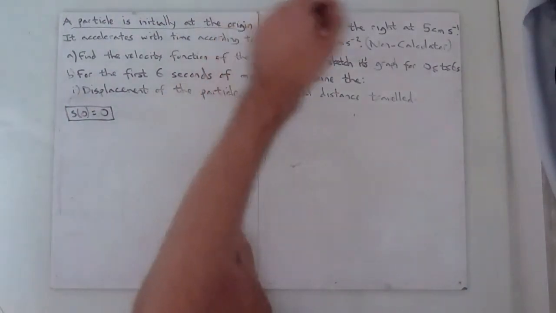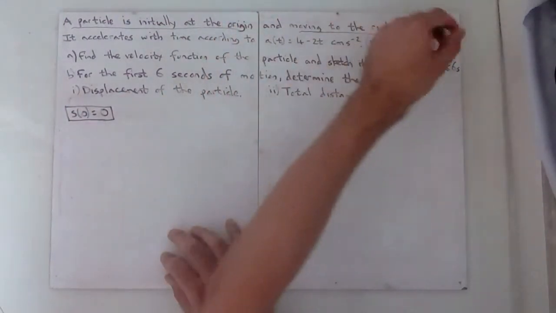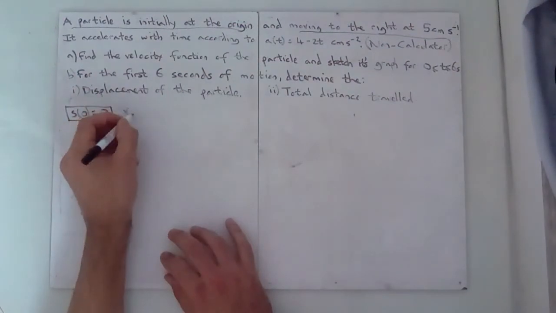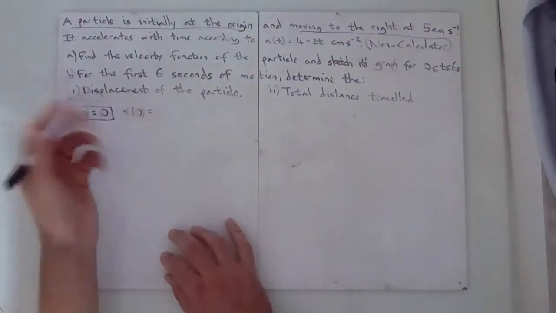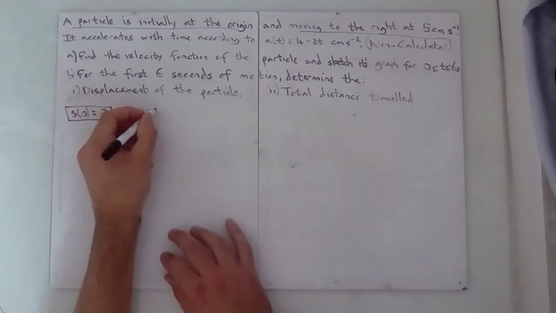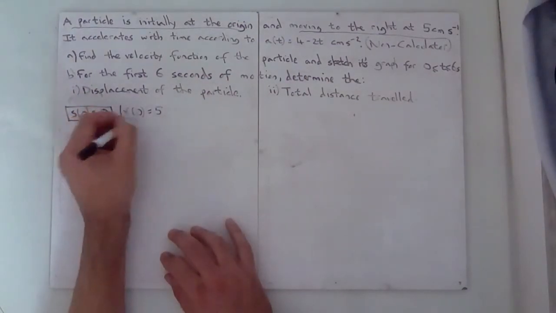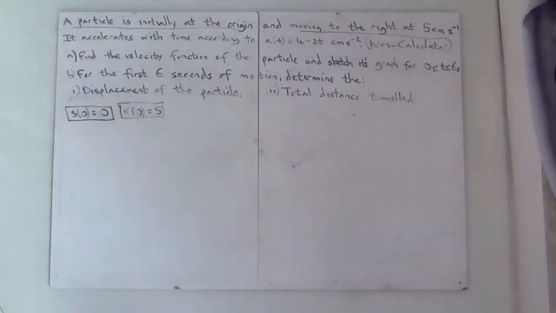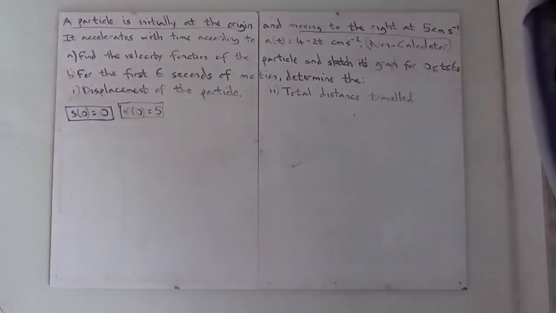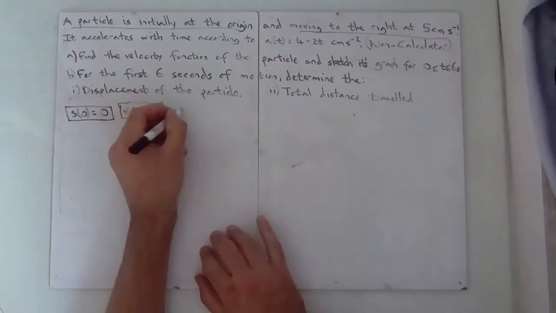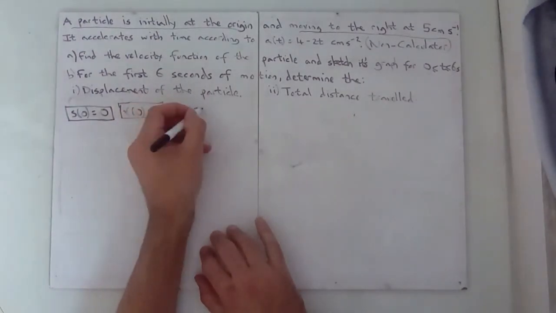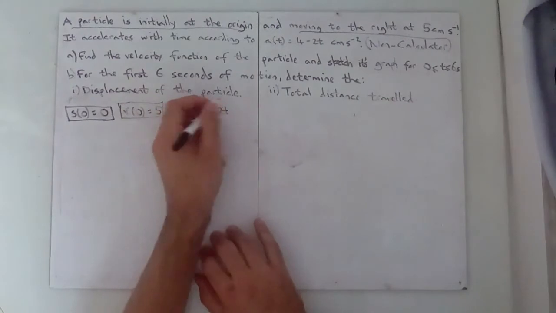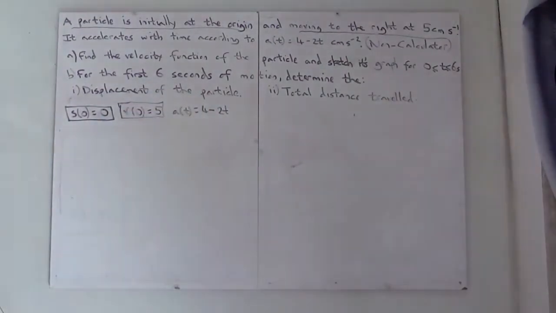It's moving to the right at 5 meters per second. So that's telling you that v0 is 5, and it's positive because it's going to the right. So already two useful pieces of information. It accelerates with time according to a(t) = 4 - 2t. We have been asked to, part A, find the velocity function of the particle and sketch its graph.